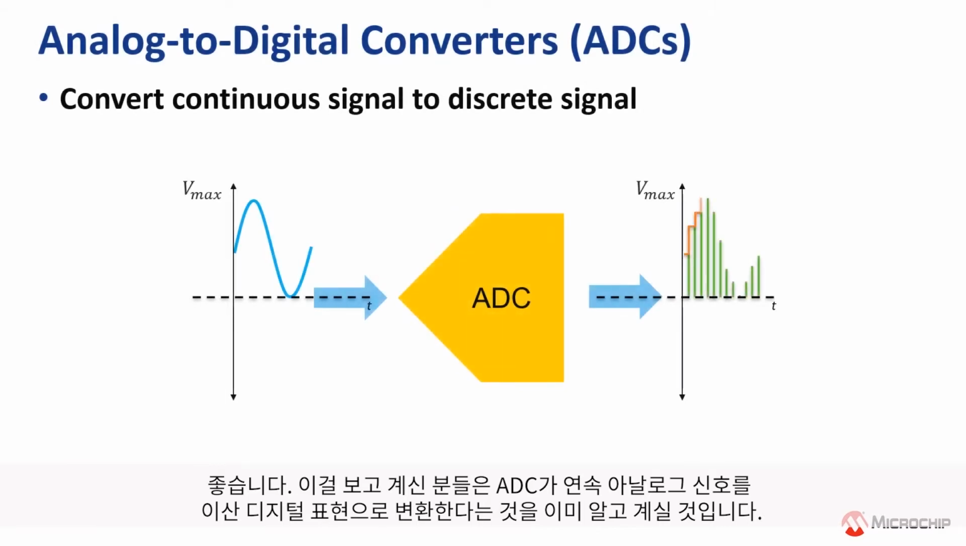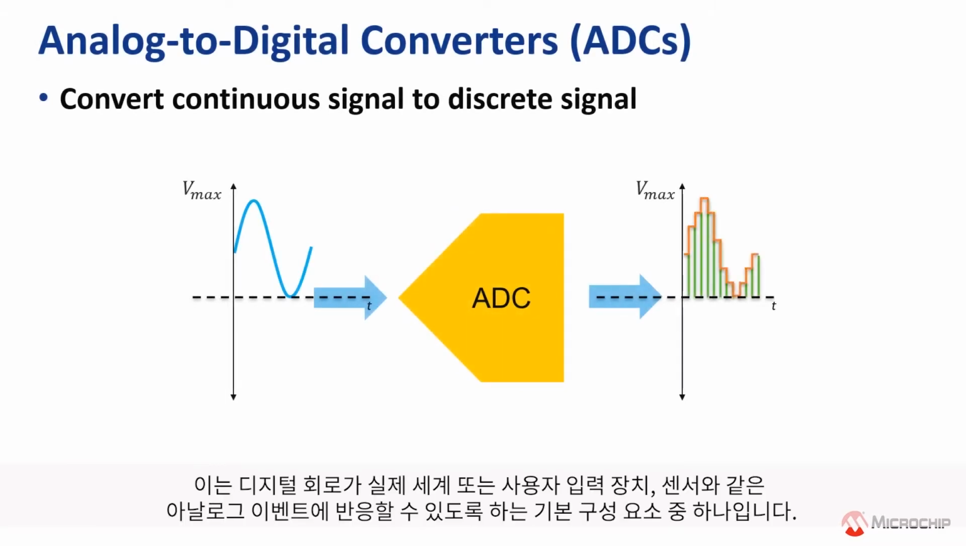Okay, so some of you watching this probably already know, ADCs convert continuous analog signals to discrete digital representations. They are one of the basic building blocks that enable a digital circuit to react to real-world or analog events like user input devices or sensors.